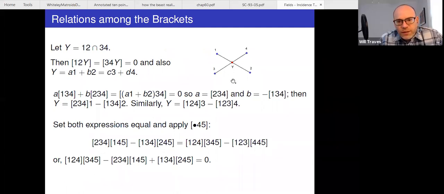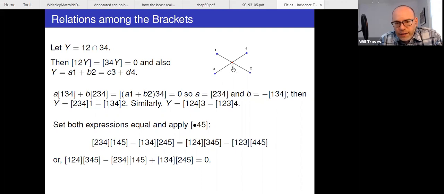Okay, so let's just do a little calculation. I've got these 4 points here, and I've drawn 2 lines, and the intersection of those 2 lines I'm calling the point y. So y is the line 1, 2, intersected with the line 3, 4. And then I claim that the bracket 1, 2, y is 0. And that's just because the 3 points are collinear, right? So the bracket vanishes, the determinant vanishes. Also, 3, 4, y is 0, because those points are collinear.